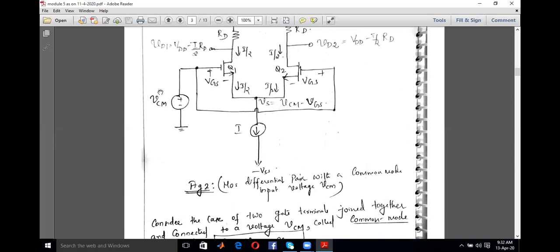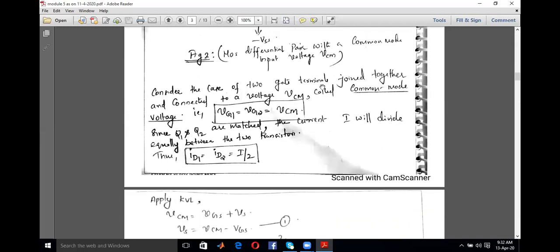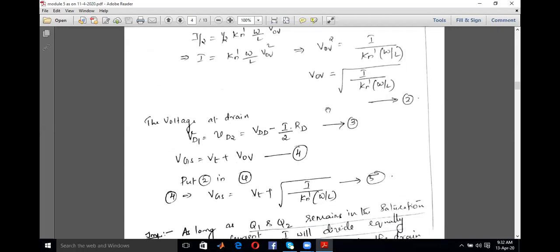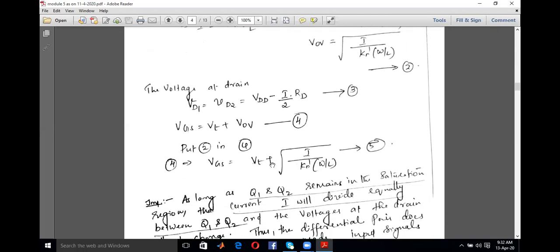Whatever be the VCM, if that VCM is within the desired range, I'll come to the range later, then I by 2 will be same. If the drain current is same, your VOV will be same. If your VOV is same, your VGS will be same. That is the conclusion. Understood?